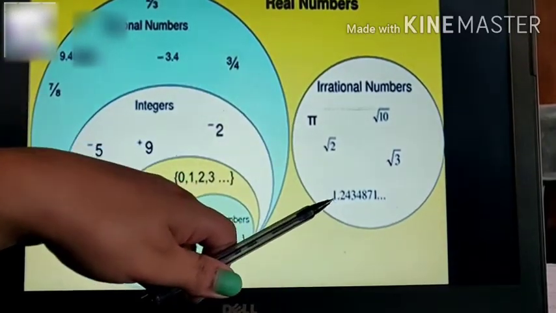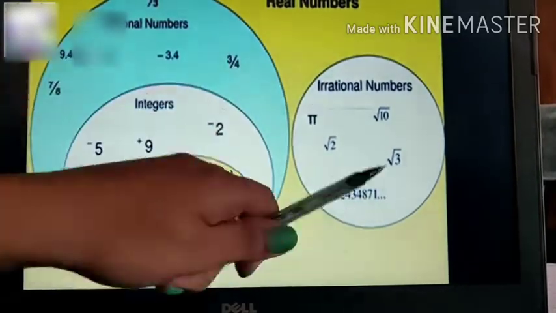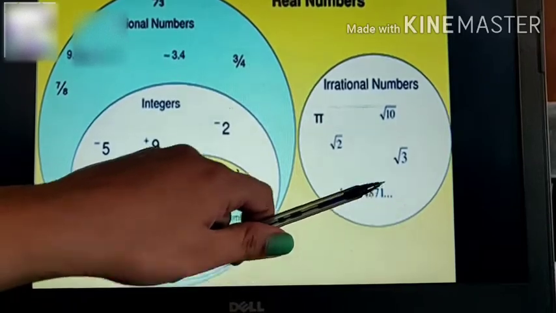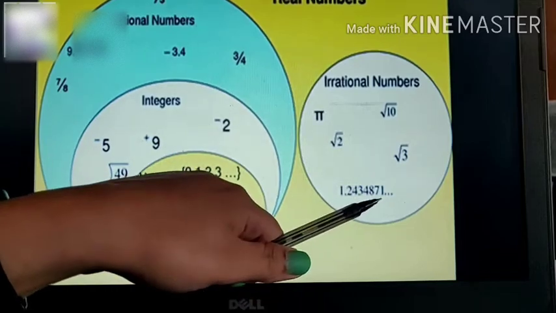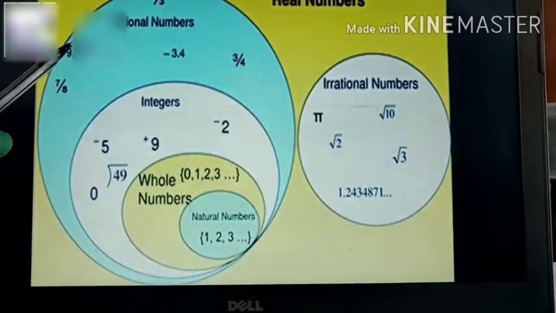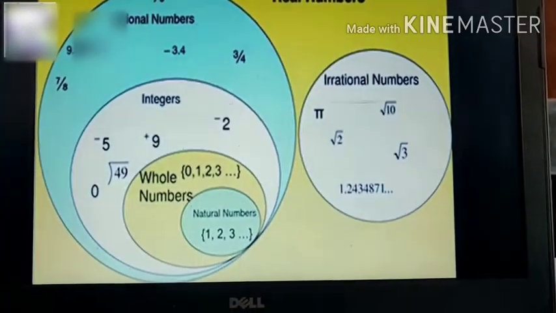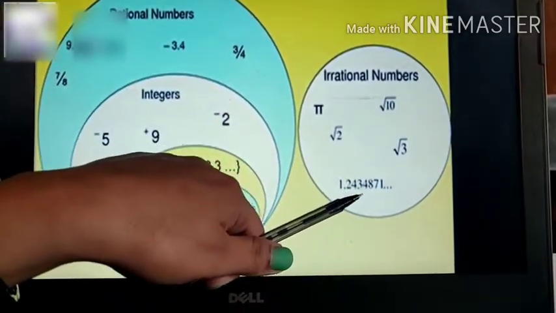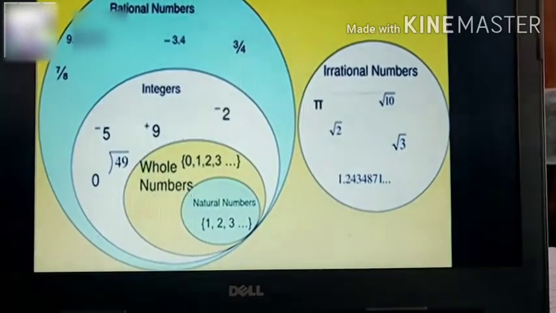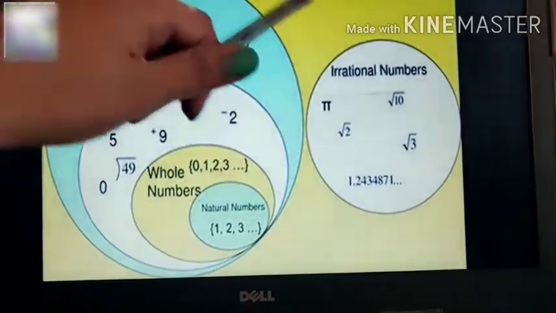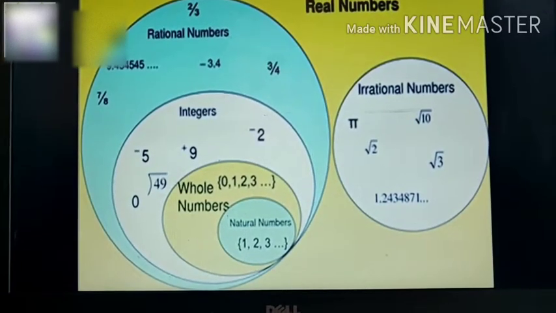See this decimal number, 1.2434871 and so on. It is non-terminating. Non-terminating means it does not end. And there is no fixed pattern which is repeating, as here 4545 was repeating. So it is a non-repeating and non-terminating decimal. So this type of decimal is always an irrational number. Rational numbers and irrational numbers together are called real numbers. So this is about the numbers.